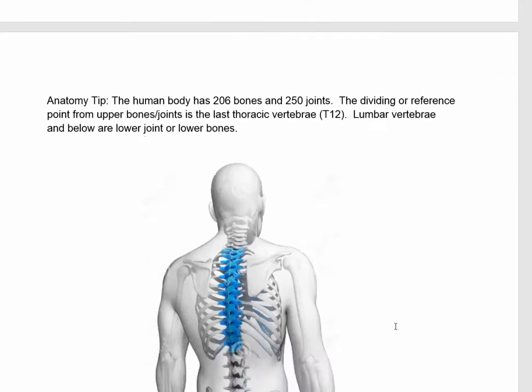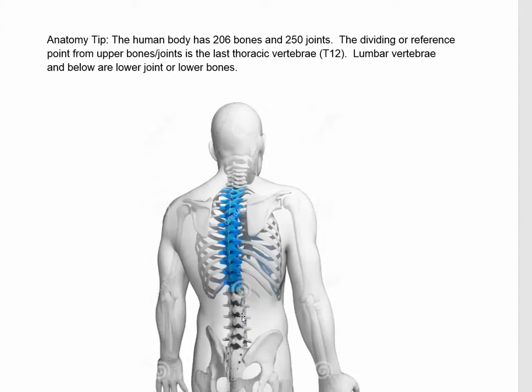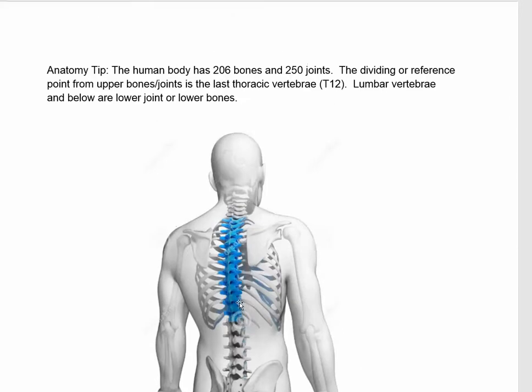In terms of anatomy, the dividing line in your body skeletally is your T12. Everything above T12 is considered upper, and everything below T12 is considered lower. So if you're thinking from your laterality standpoint, is a lumbar vertebra considered upper or lower? It's considered lower because it's below T12.